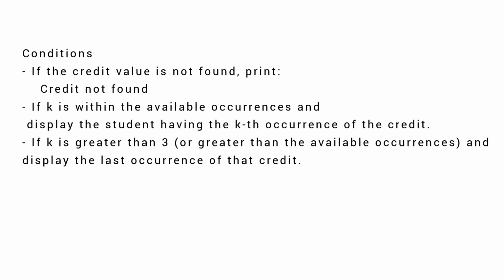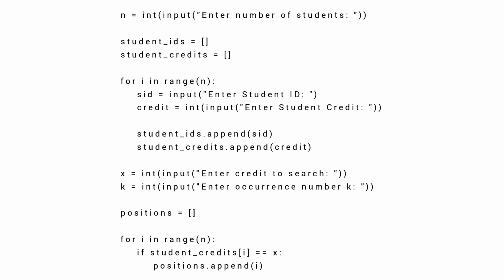This is the condition. First, take the user input, the number of students, as the n variable, and I took two lists, one for student IDs and one for student credits. After that I use a for loop for repeating n times, asking for student ID and credits. The user should enter student ID and credits n times. After that I append the student ID and credits to the student IDs and student credits lists.